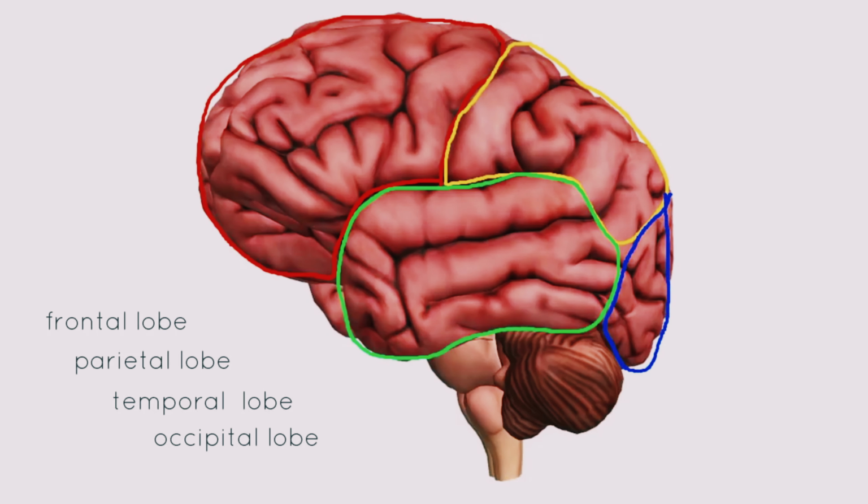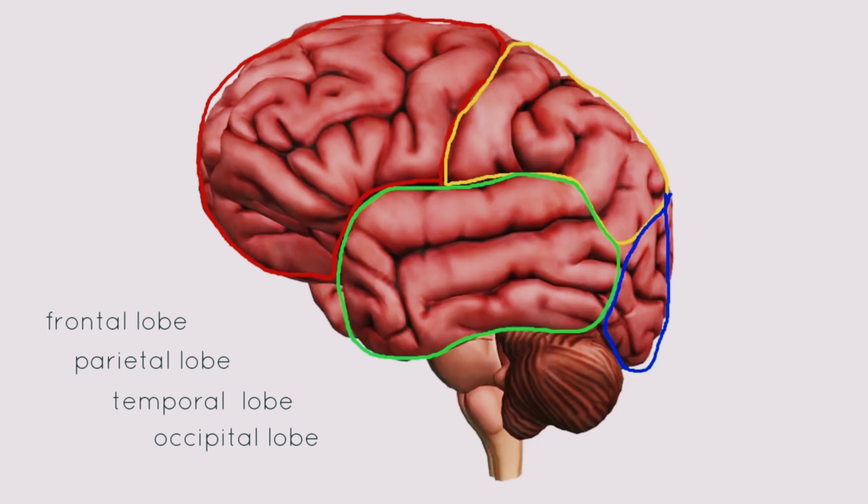So this is actually quite a rough illustration of the four lobes, but I wanted to show you how the central sulcus and the lateral sulcus are important in defining these different areas. So anterior to the central sulcus you've got the frontal lobe, posterior to it you've got the parietal lobe, and then inferior to the lateral sulcus you've got the temporal lobe.